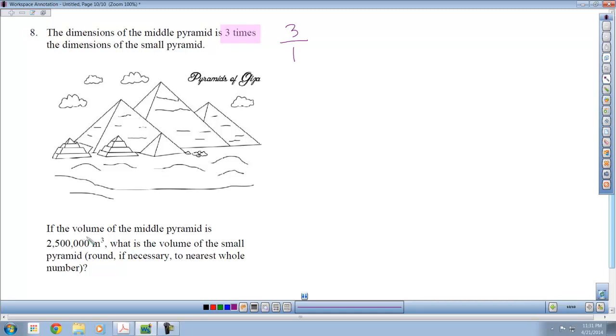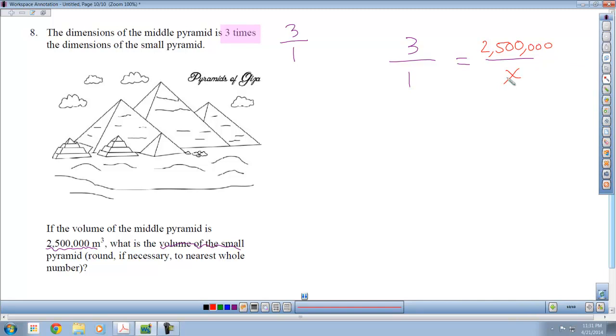Then they tell us the volume of the middle pyramid, which is the bigger one, is this, and they now want to know the volume of the smaller pyramid. So we're going to start with a blank proportion. We're going to put the scale factor of the two pyramids, 3 to 1. Okay, if they're giving us the volume of the larger pyramid, should I put it on top with the 3 or on the bottom with the 1? Well, of course, it would go on top with the larger one. So we're going to put 2,500,000 on top.